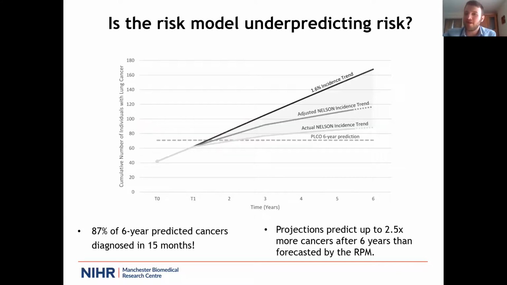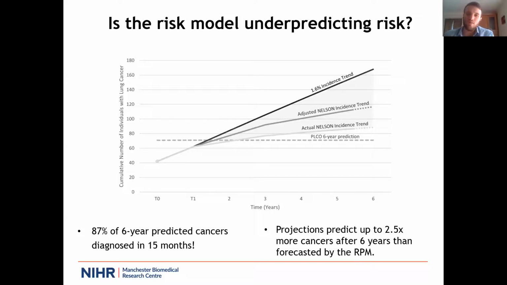The second thread that we follow through in this paper is looking at the PLCO risk model. What did it predict if we were to follow that through for the full 6 years? So after 15 months, we show that 87% of the 6-year predicted cancers were diagnosed already. And we did a number of projections based on the Nelson study incidence data. So pulling forward what we might see if the truck were to continue screening for the next 5 years.